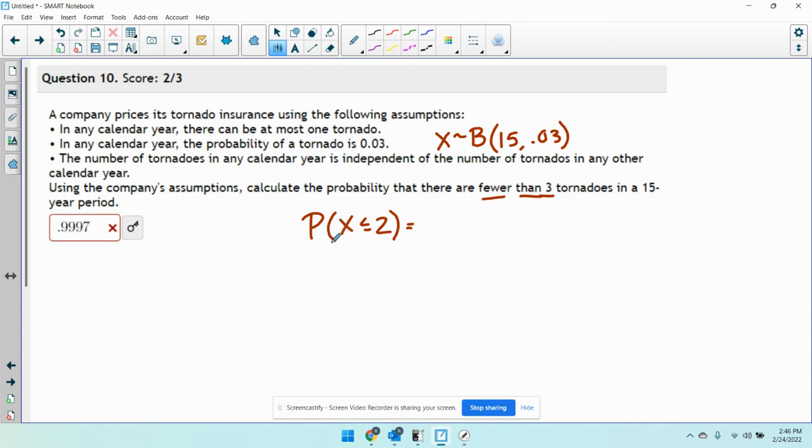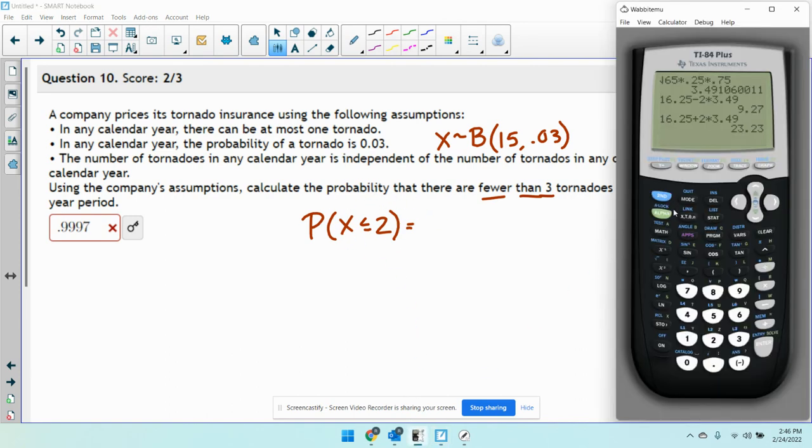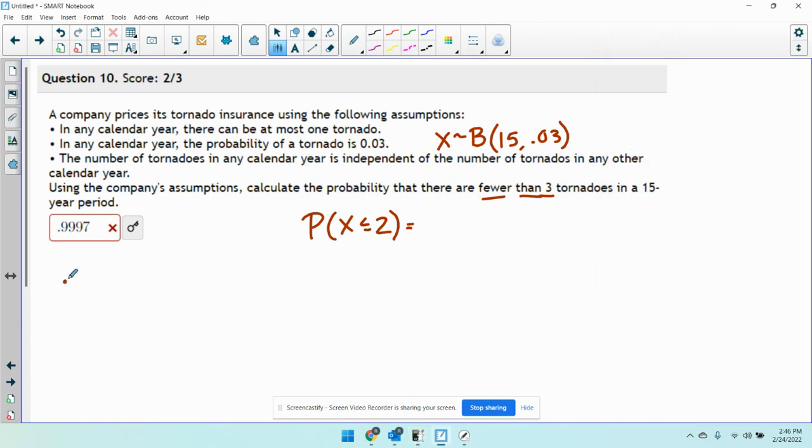So once you set it up like that, you can say, all right, that's going to be binomial CDF. I have 15 trials. Success in any given trial is 0.03. I'm looking for 2 or fewer. So here I get 0.99006. And there's your answer.